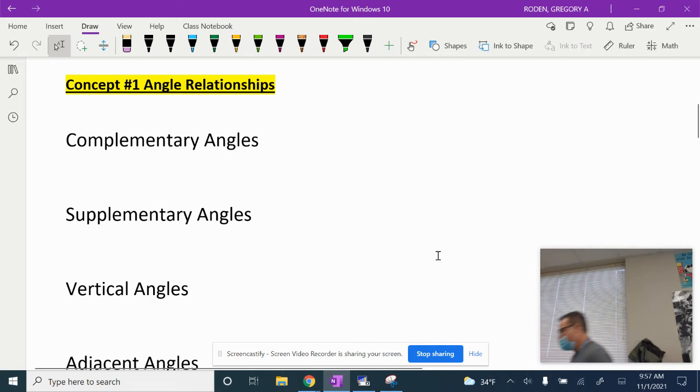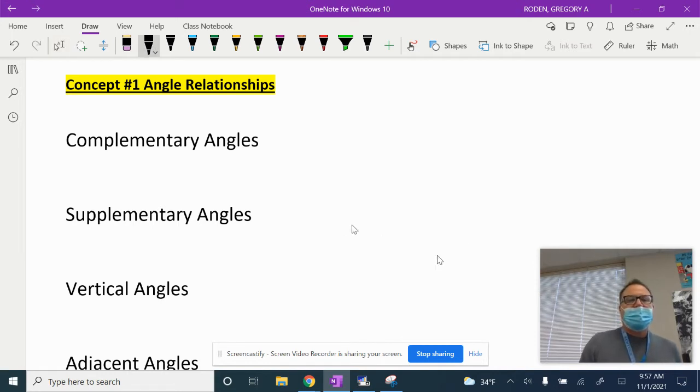I don't think we need to spend a ton of time on this, but it's good to get the definitions down. And guys, here's the deal. These are free, easy points. In the test, a lot of these definitions are going to be free, easy points, so know them. Who can raise their hand and tell me what a complementary angle is?